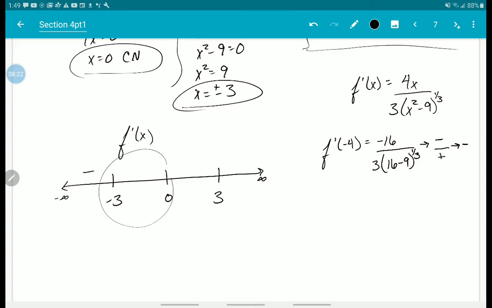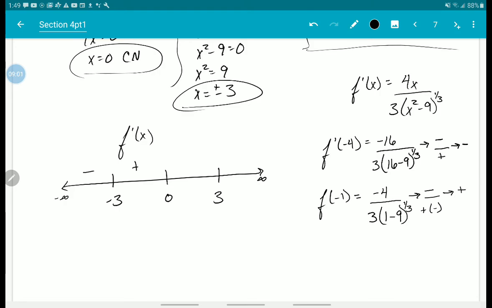Now let's pick something between -3 and 0. I'm going to substitute in a -1. So we're going to have 4 times -1, which is -4, over 3 times -1 squared, which is 1, minus 9 to the 1/3. So the top's negative. The bottom is going to be -8 to the 1/3, which is a negative. And we have a positive times a negative in the bottom. This is going to end up giving us a positive value.